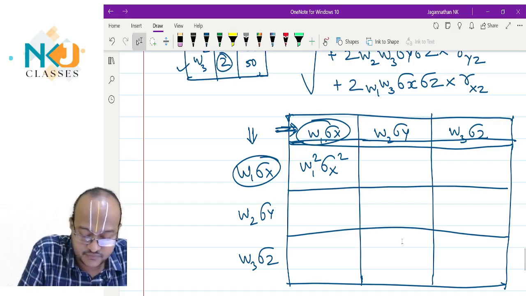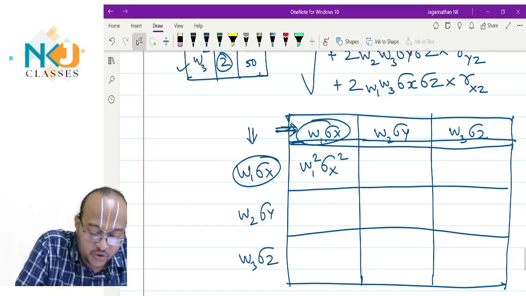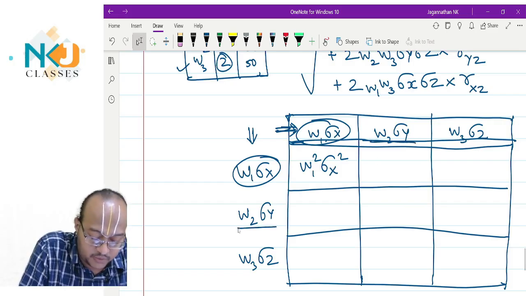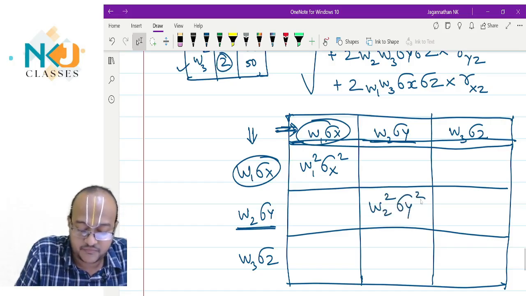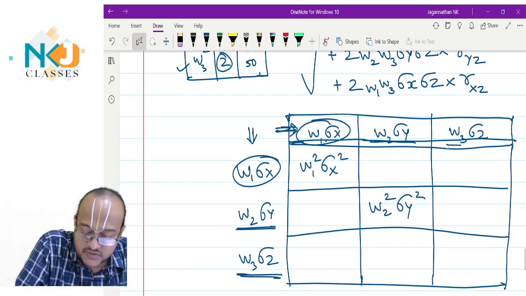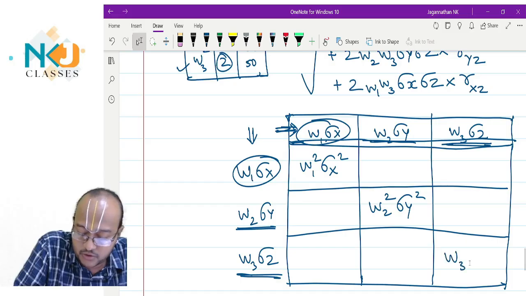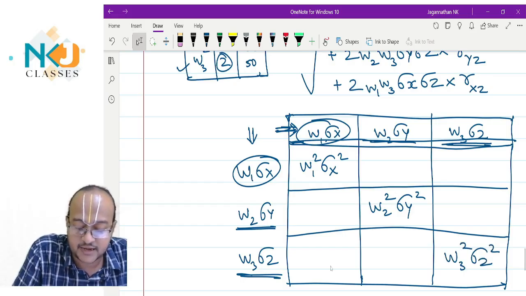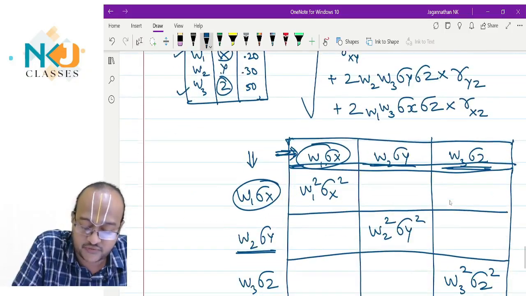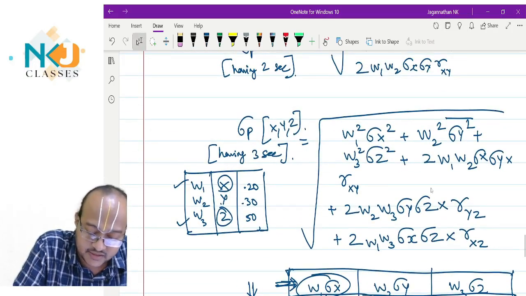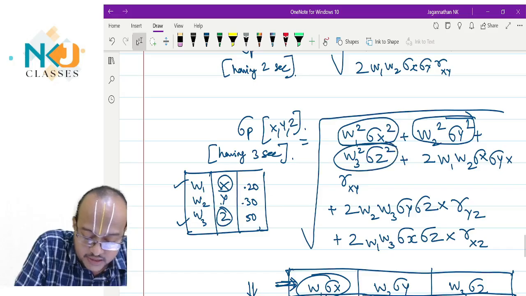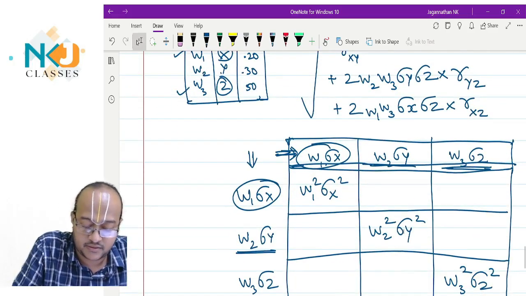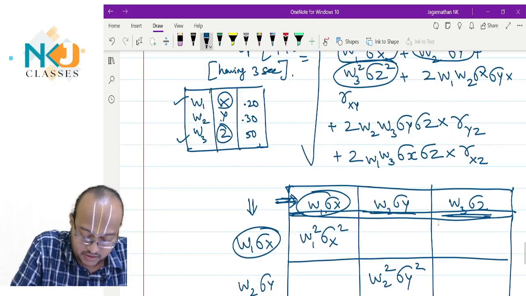Are you understanding? Here also W2 sigma y, here also W2 sigma y. What you will do? W2 square sigma y square. Here also W3 sigma z, here also W3 sigma z. What do you do? W3 square sigma z square. This you are getting, correct? Very simple. 3 boxes are filled. Those square boxes are nothing but the first one, second one, third one, correct? Are you understanding? Now what we will do?